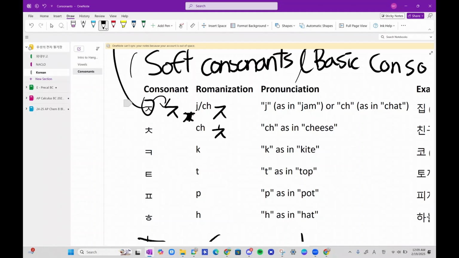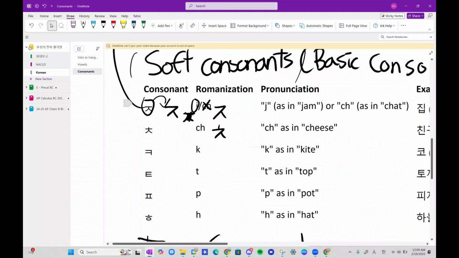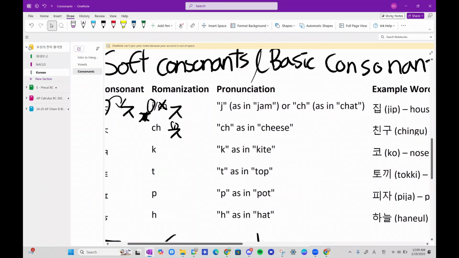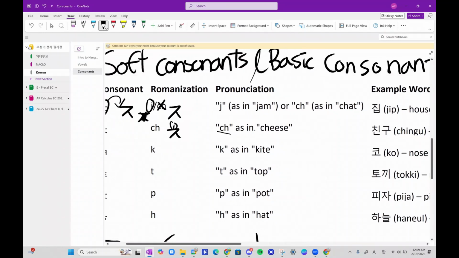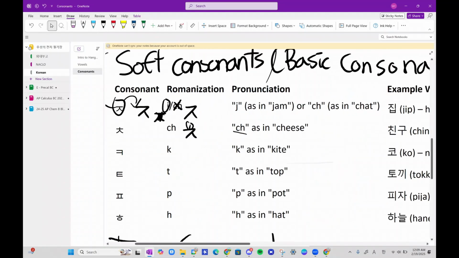So this letter is pronounced mostly as J. So like j, j, like 집, house. And if you add a slight line over here, it works as a softening agent, which makes it have a sound similar to the ch as in cheese. So like 친구, which means friend, has that ch sound.